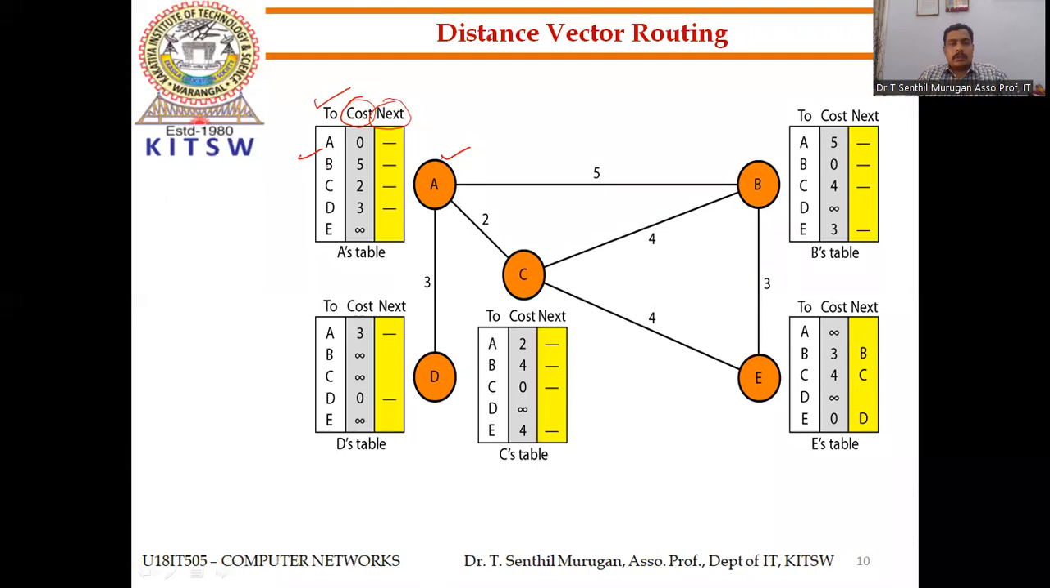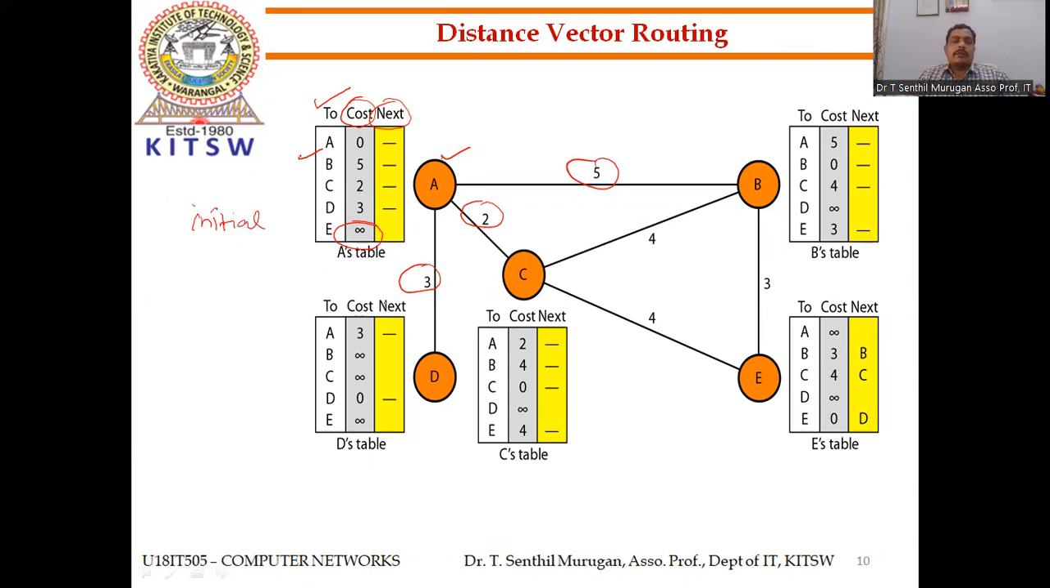Now think A to B: cost is 5, we updated. A to C cost is 2, updated. A to D cost is 3, updated. But A to E there is no direct connection, that's why we kept infinity. Wherever there is no direct connection, we keep infinity. This is the initial step, the first step. In the initial step, there is no path.